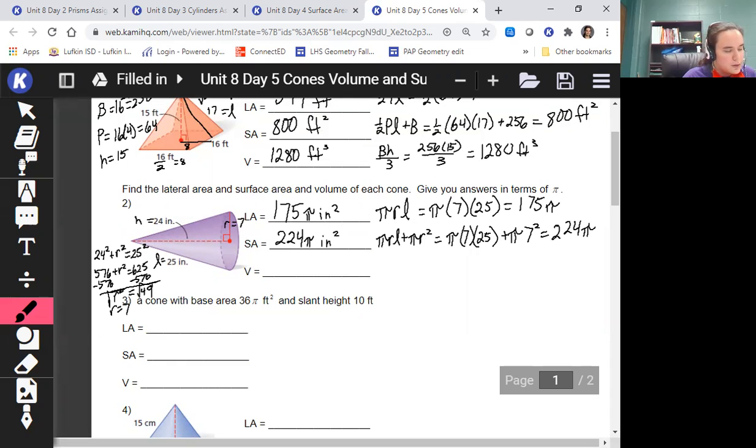And then we need volume. So formula for volume for a cone is the area of the base times height divided by 3. And remember that our base is a circle, and the formula for area of a circle is pi r squared. So pi r squared times our height divided by 3. So pi times our radius, which is 7, squared times our height, which is 24, divided by 3. And that equals 392 pi inches cubed.